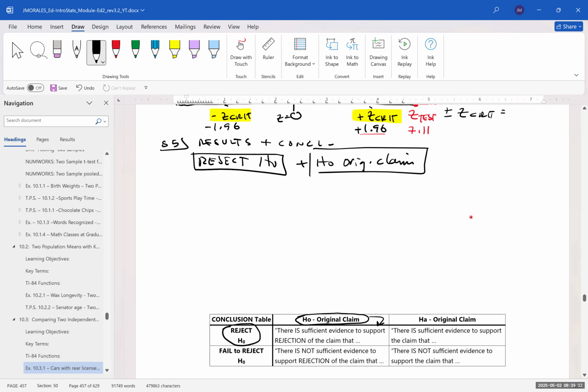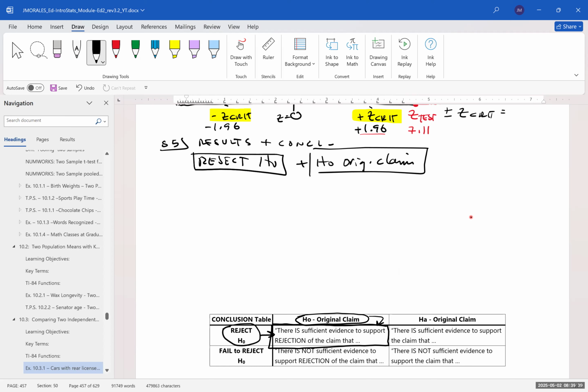Okay, so the null hypothesis again was that there's nothing new here. Like we already know that the two proportions of rear license plates are the same in the population of cars in Connecticut and New York. That's what the original claim is. Nothing new to learn here. Everything's situation normal. Everything is equal. But we learned that we need to reject that null hypothesis. That null hypothesis is wrong. So we're going to say there is sufficient evidence to support rejection of the claim.